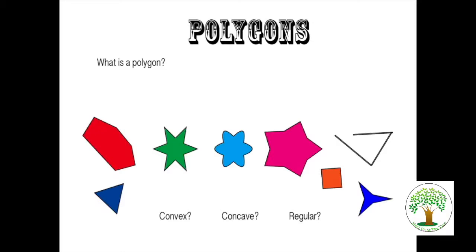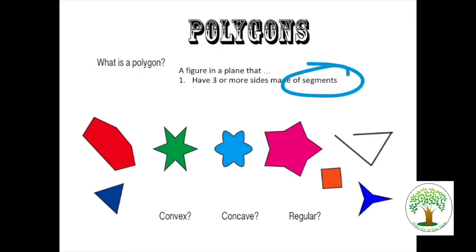We're going to talk about what a polygon is first. A polygon is a figure that's in a plane, one plane. It's flat, in other words, and it has some characteristics. It has 3 or more sides made of segments. This having 3 or more sides is important, but made of segments is really important. That means it cannot be curved. Segments mean portions of lines, and so they cannot have curves. So this is just 3 or more sides.